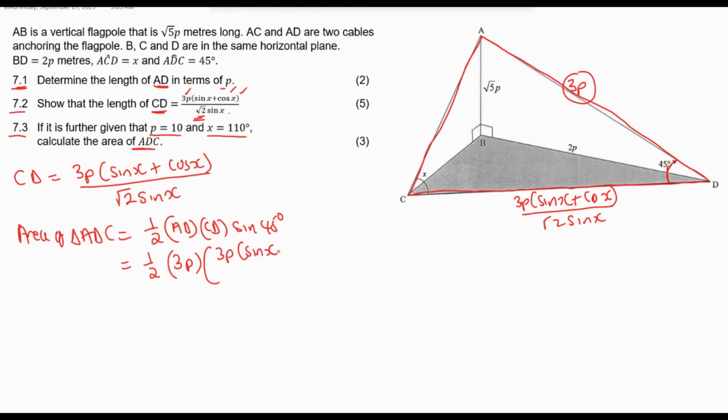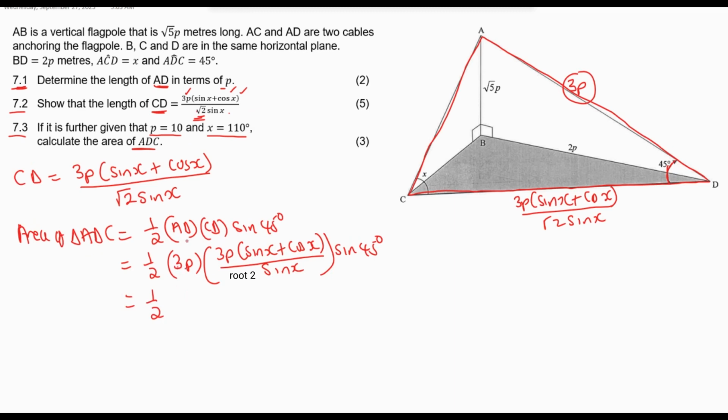(sine x plus cos x) over sine x, then sine 45 degrees. Make sure you substitute correctly. Let's substitute 1 over 2. And then after substitution, you can just put this into the calculator.